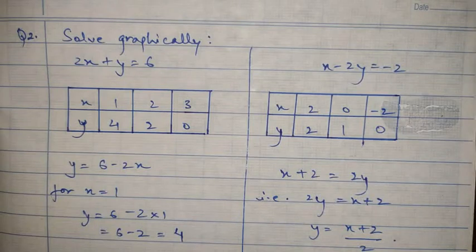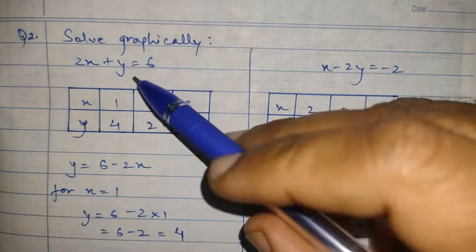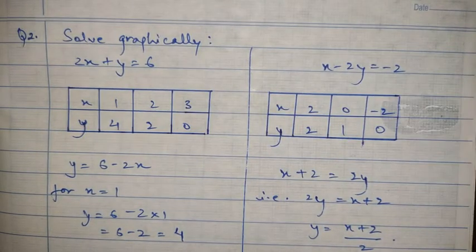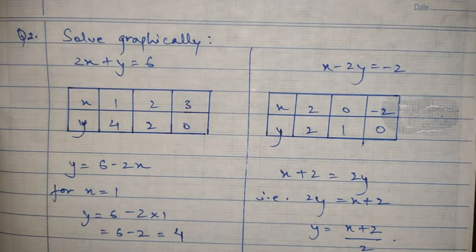Children, in this one more question related to coordinate geometry, you have to find the solution of linear simultaneous equations graphically. You have to draw a graph in which you are going to plot the given two equations. Always remember that whenever a linear equation is represented on a graph, it always forms a straight line.